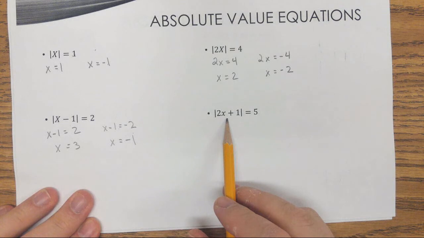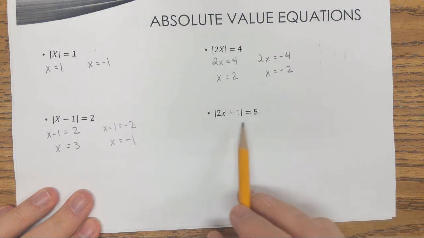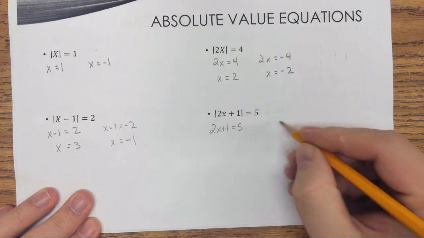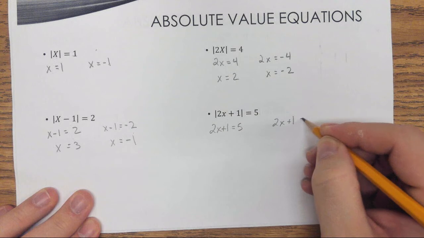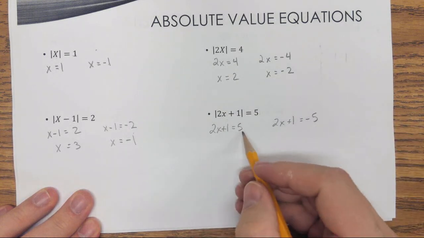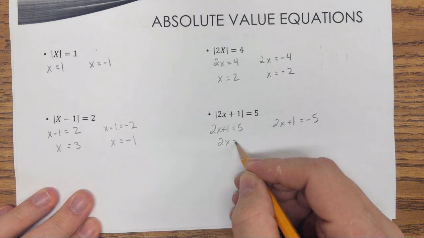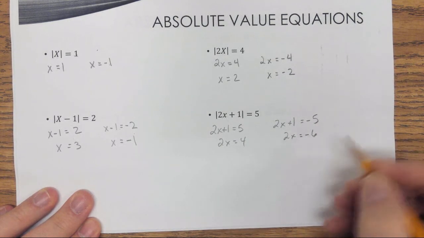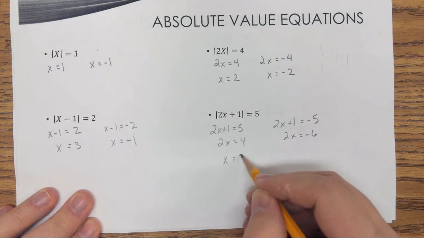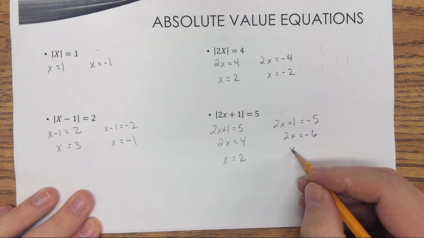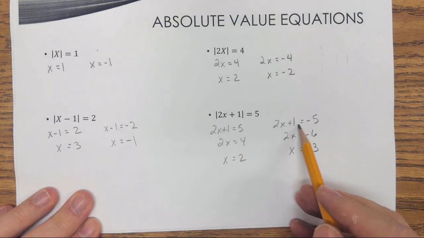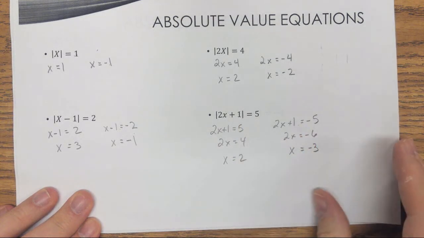Look at this one. Again, I'm setting up two separate equations. 2x plus 1 equals 5. 2x plus 1 equals -5. Subtract 1, I get 2x equals 4. Subtract 1, I get 2x equals -6. Divide by 2, I get x equals 2. Divide by 2, I get x equals -3. Okay. Two equations for one absolute value problem.